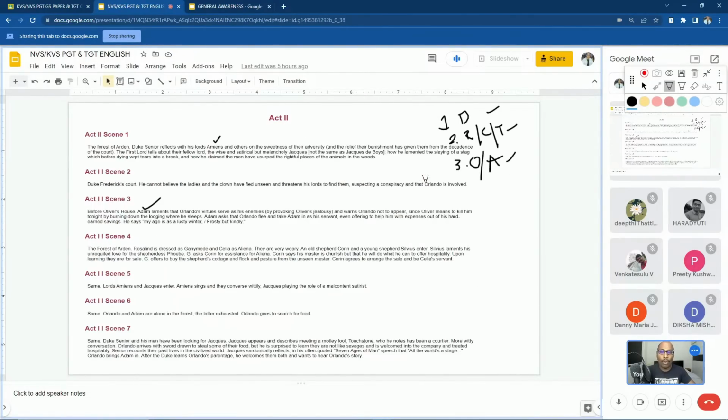Ronald D. Boyce was a very close associate of Duke the Senior, so he allowed Orlando and Adam to stay with them. But at the same time, what happened? Orlando met Rosalind and Celia, but Orlando did not understand that Rosalind is the one in the disguise of Ganymede.